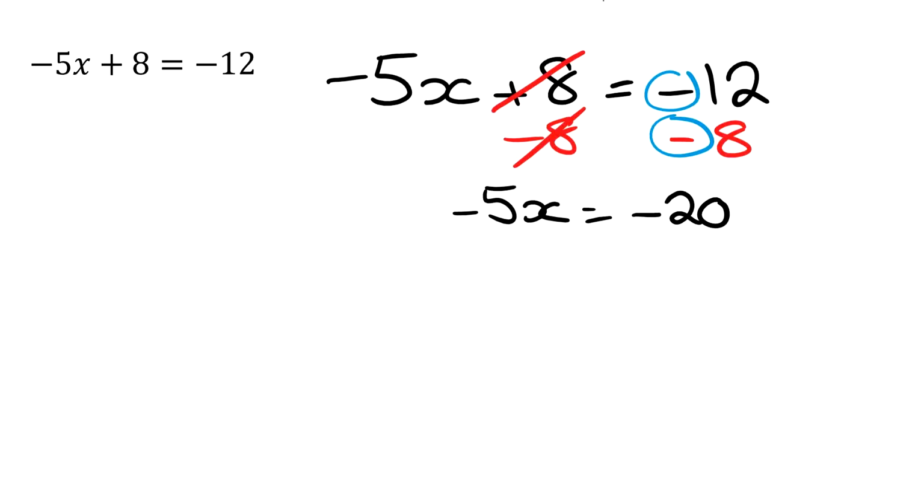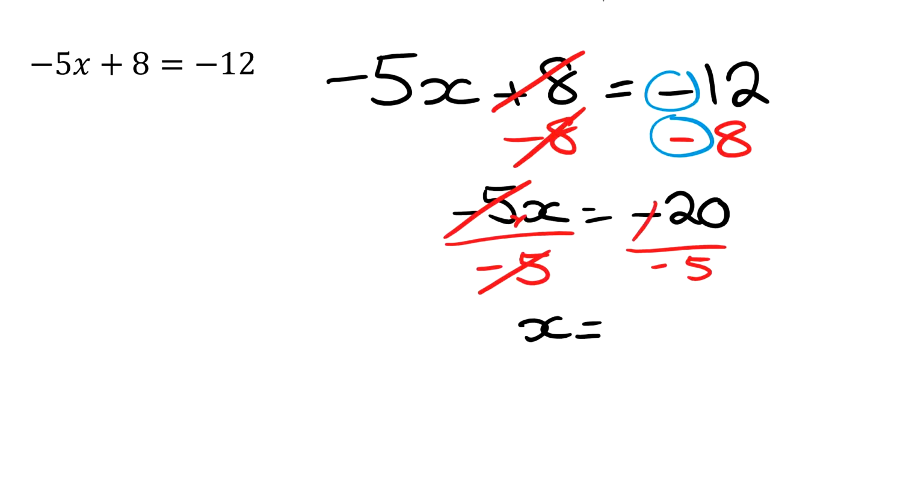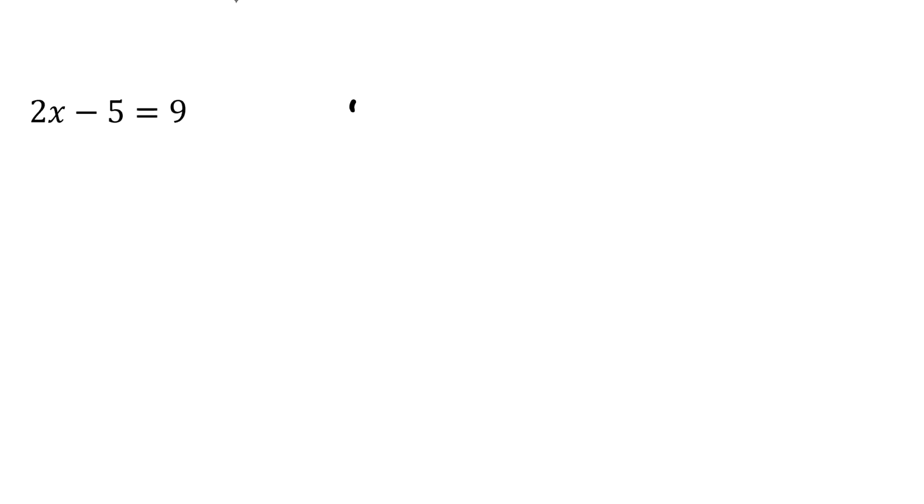I then need to get rid of this minus 5. Now, a lot of people tend to go, oh, well, it's minus 5 there, so we're going to plus 5, but that's not right. We have minus 5x, so we need to do a division, because there's a multiplication in there. So what we're going to do is divide by negative 5. Divide by negative 5, they cancel out. I'm left with x equals, my negatives cancel out, and I'm left with 20 divided by 5, which is 4.